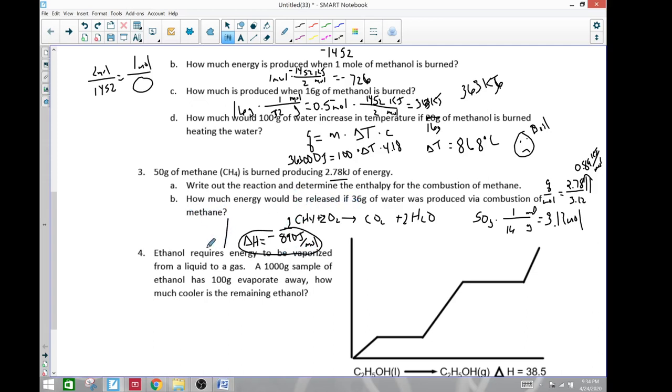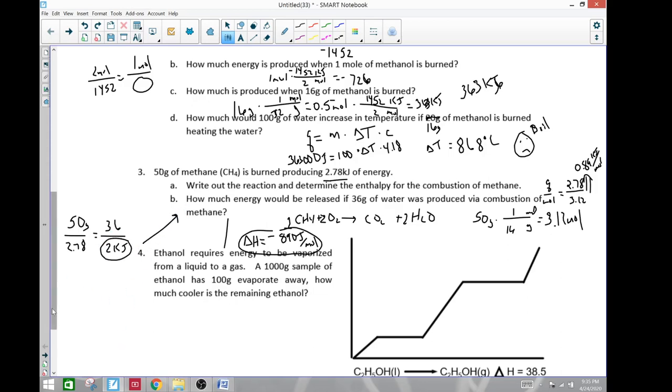Now, you can go via moles if you want. We know 50 equals that. So let's just do a straight proportion. 50 grams gives me 2.78. What would 36 give me? All right. Cross multiply and divide. 36 times 2.78 divided by 50 is 2. All right, so my answer here is 2, and that would be kilojoules of energy. And that's the answer for B.